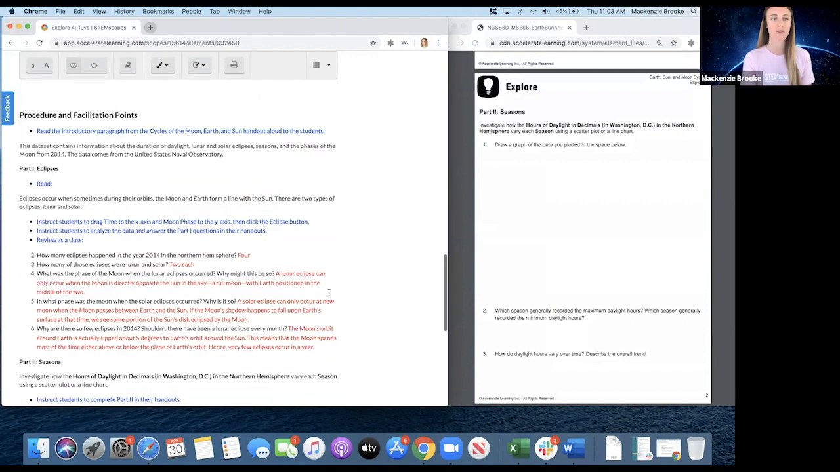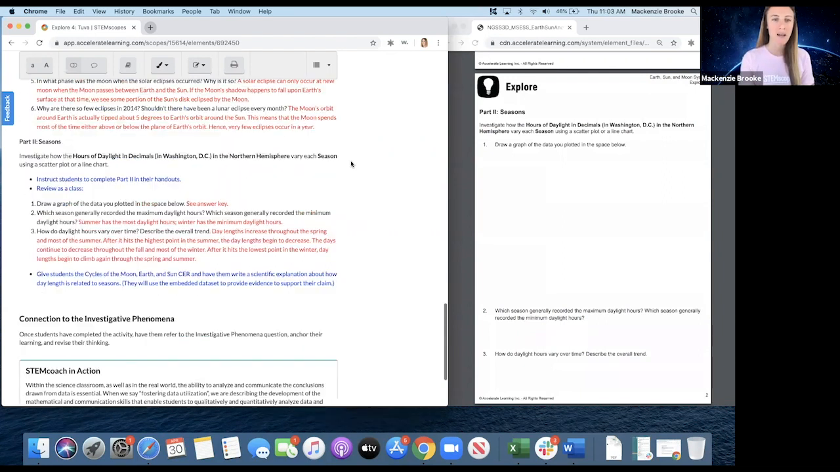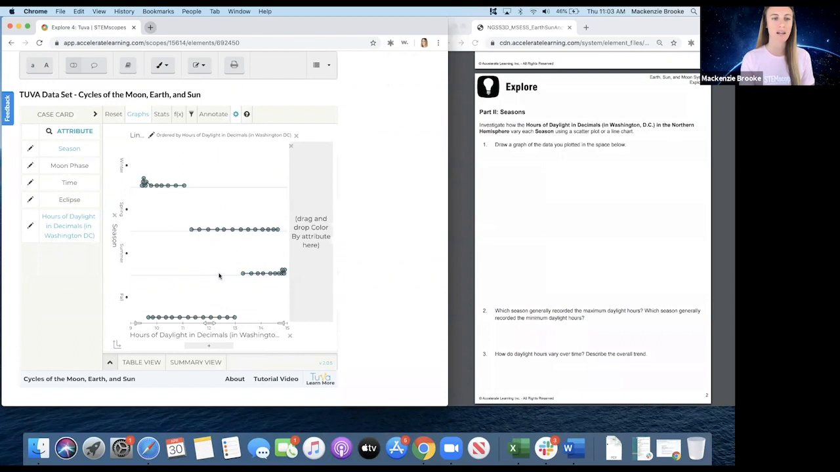So as I scroll down here, you'll see daylight increases throughout the spring and most of the summer. After it hits the highest point in summer, the day length begins to decrease. The days continue to decrease throughout the fall and most of the winter. After it hits its lowest point in the winter, day lengths begin to climb again through the spring and the summer. So if you picked up any of those trends from this plot, that's awesome, congratulations.